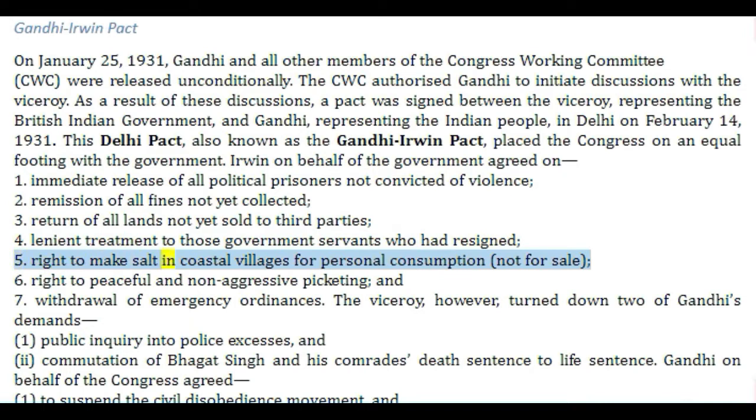5. Right to make salt in coastal villages for personal consumption, not for sale, 6. Right to peaceful and non-aggressive picketing, and 7. Withdrawal of emergency ordinances. The Viceroy, however, turned down two of Gandhi's demands.